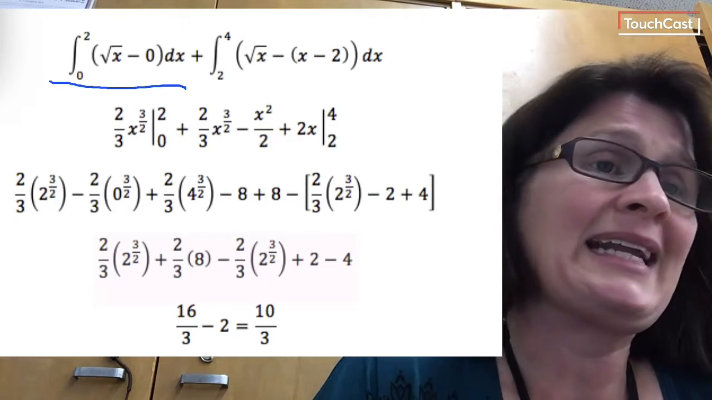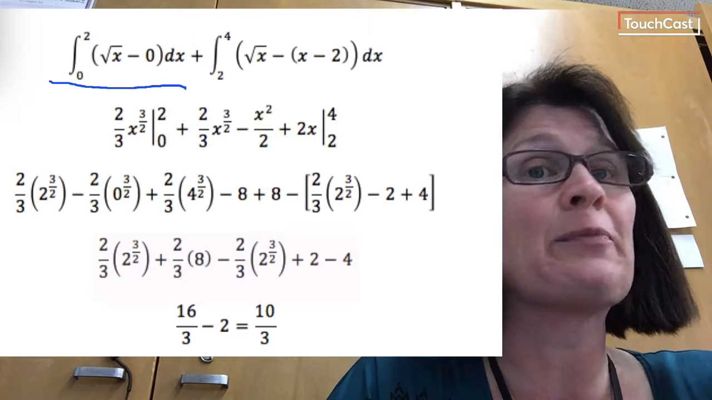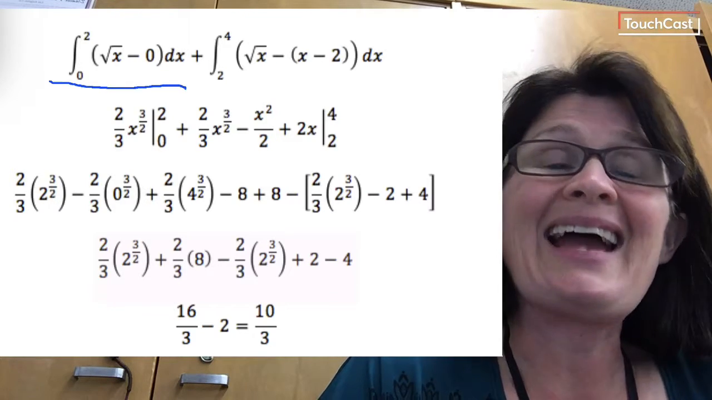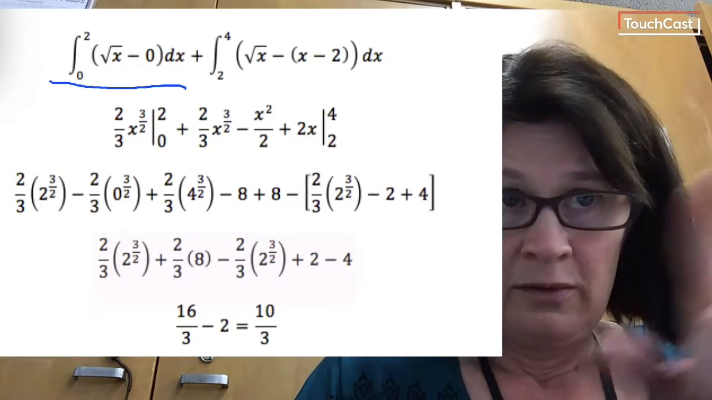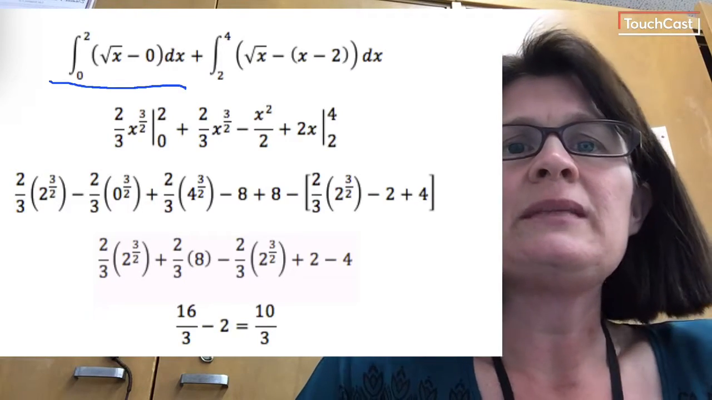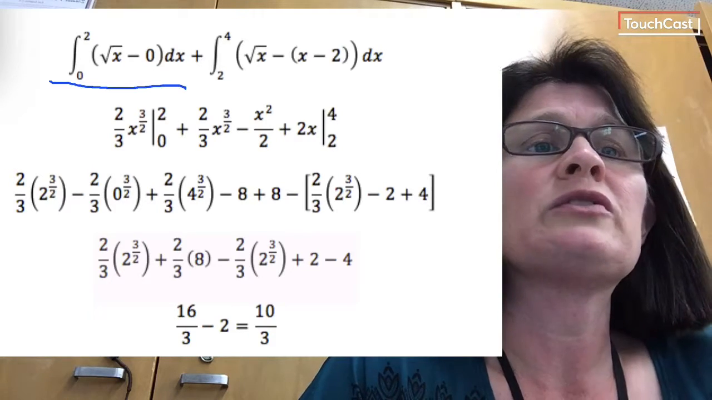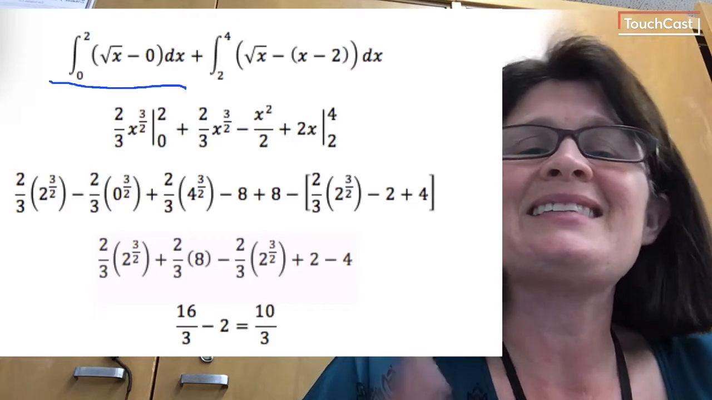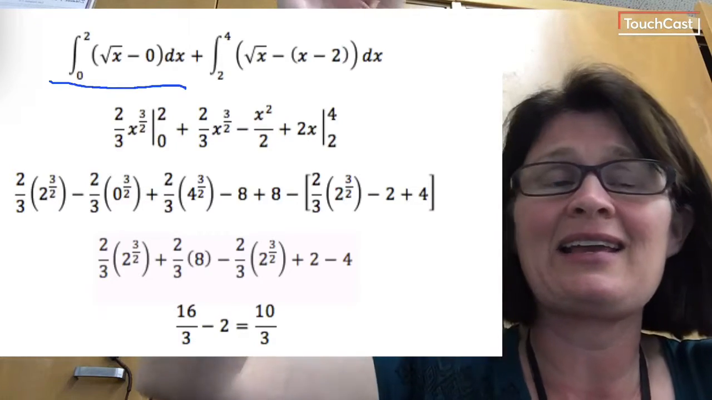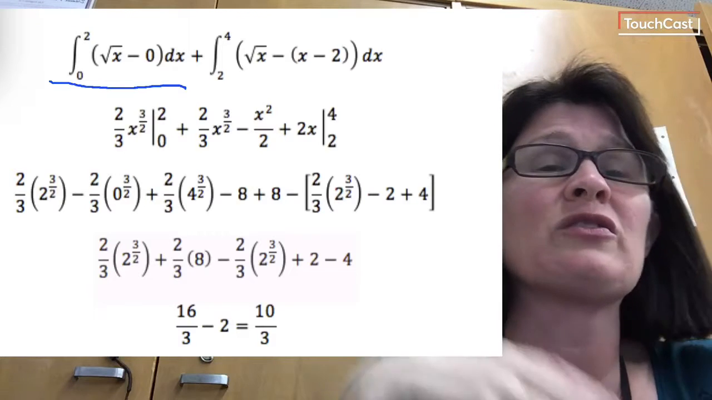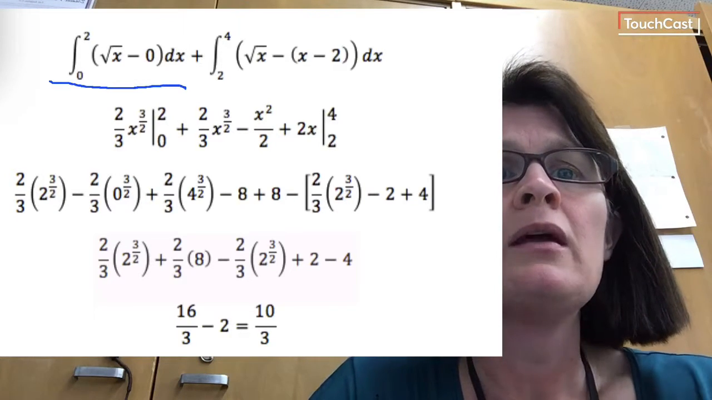To evaluate, I'm going to need an antiderivative. In fact, I'm going to need 2 separate antiderivatives because I have 2 separate integrals. So the antiderivative of the square root of x is 2/3 x to the 3/2, and for the second, because I'm going to distribute the subtraction, 2/3 x to the 3/2 minus x squared over 2 plus 2x. So these next 3 lines are simply me substituting in. I need F of b minus F of a, so evaluate at the top limit minus what I get when I evaluate at the bottom limit.